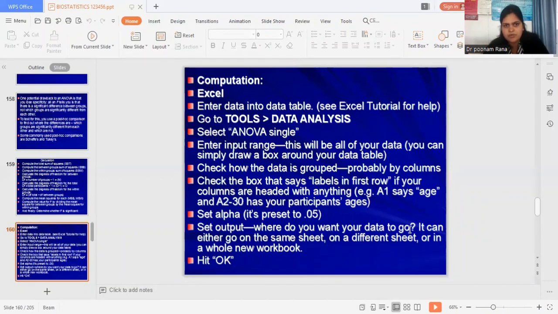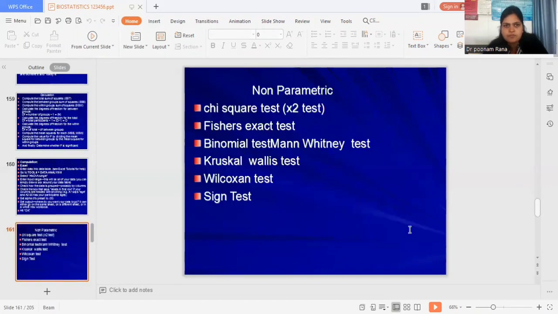And then comes the computation. In Excel, we have to enter the data into the data table and so on. Then these are the non-parametric tests: chi-square test, Fisher's exact test, binomial test, Mann-Whitney test.